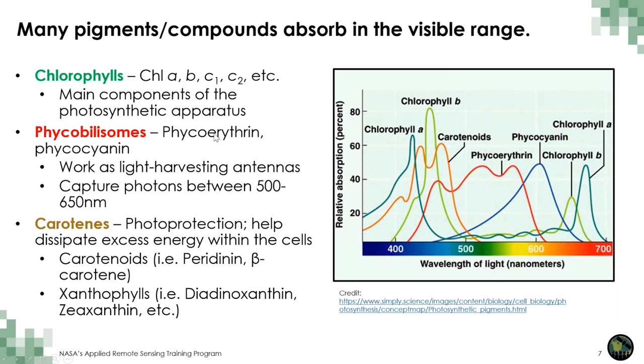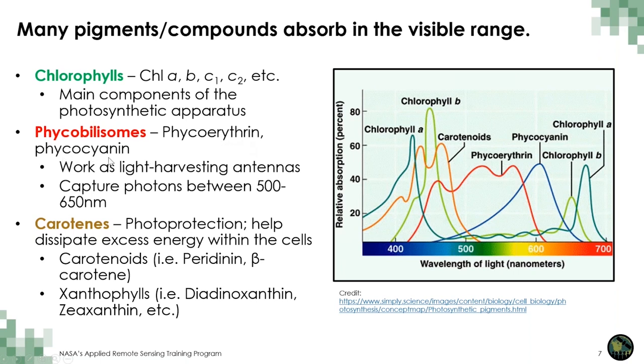Now, there are other pigments also associated with some photosynthetic organisms, and here are some examples of them. Phycobilisomes, for instance, absorb in completely different regions of the spectrum. Phycoerythrin is a pigment that is characteristic of red algae, and it absorbs from the blue, mid-blue, to about the yellowish or orange part of the spectrum. And this is why we see red algae as red, because it reflects the red.